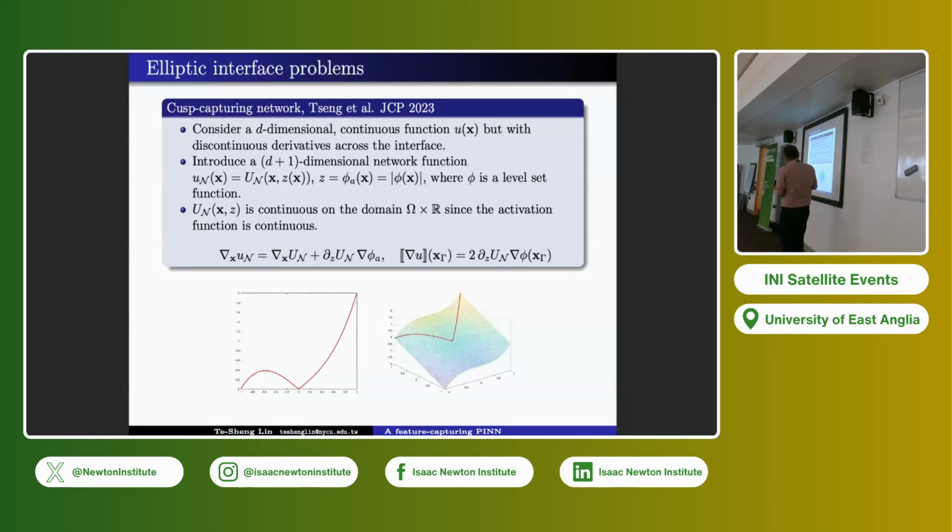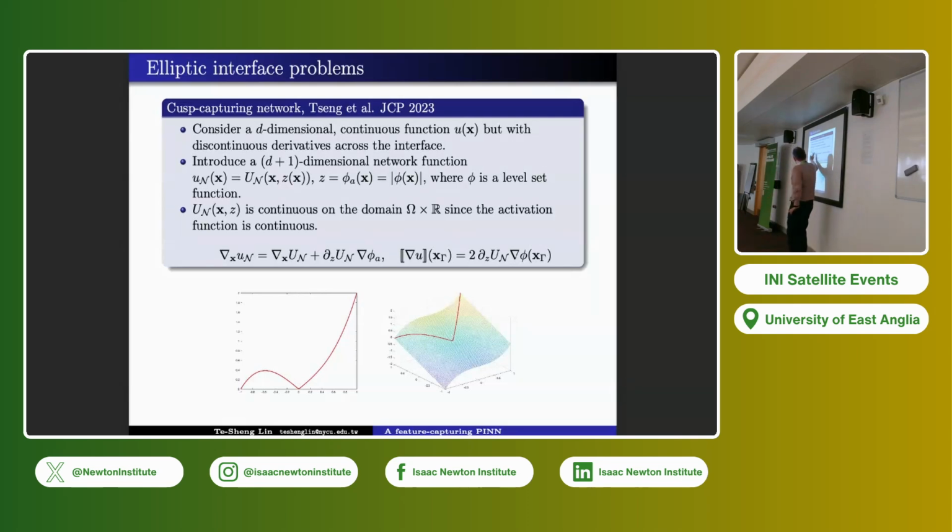So the next one is a continuous function, but with a discontinuous derivative across the interface. Why is that? Because in the Stokes interface problem, we have velocity and pressure. We know that pressure has a jump, so we need TE-SHENG discontinuity capturing. While for the velocity, you have a no-slip boundary condition, so it's continuous, but the derivative is not continuous. So we need an ansatz for this one.